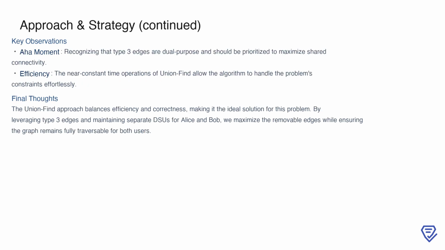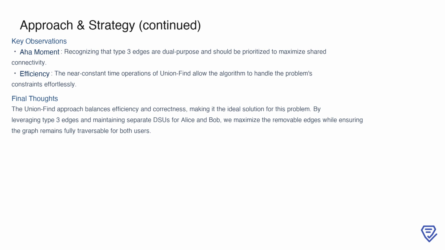One of the key observations that shaped this approach was recognizing the dual-purpose nature of type 3 edges. These edges play a critical role in maximizing shared connectivity, and prioritizing them simplifies the problem significantly. The efficiency of union-find, with its near-constant time operations, ensures that the algorithm can handle the problem's constraints with ease, even for large graphs. Ultimately, this approach achieves the perfect balance between correctness and efficiency.